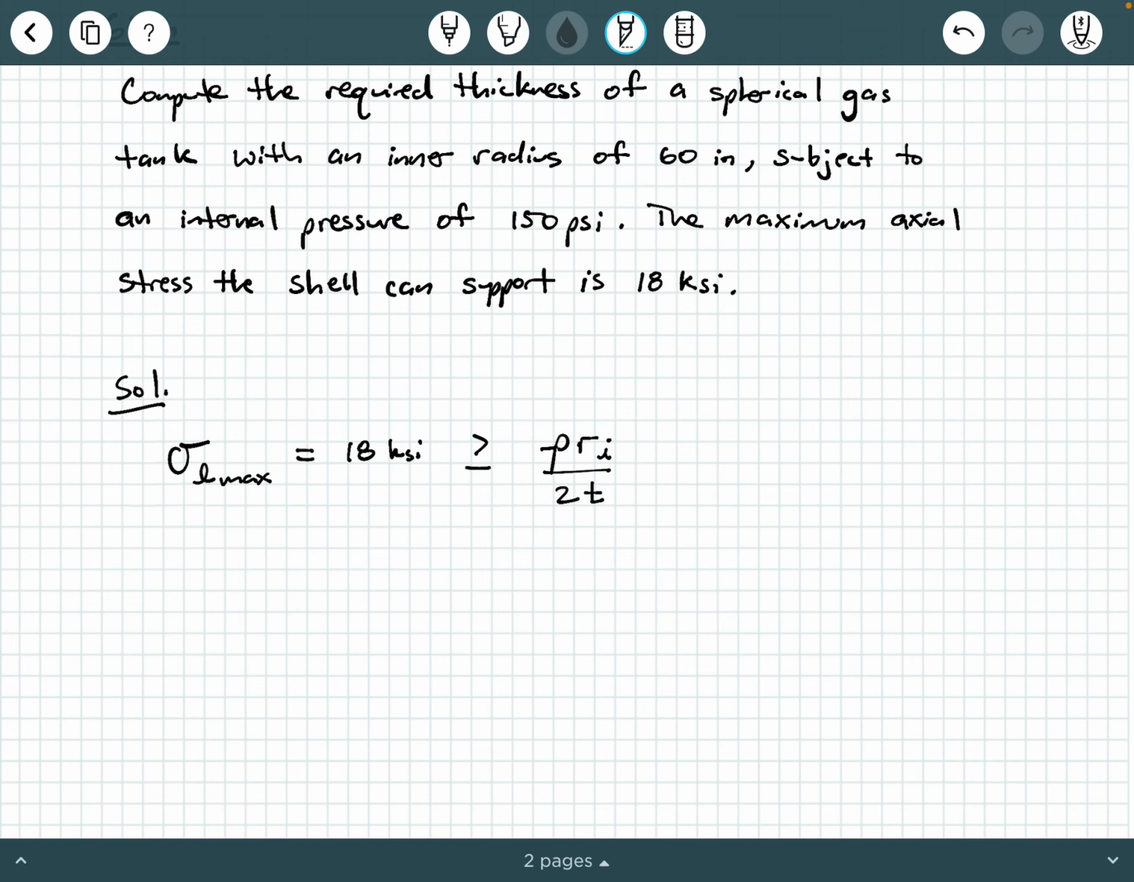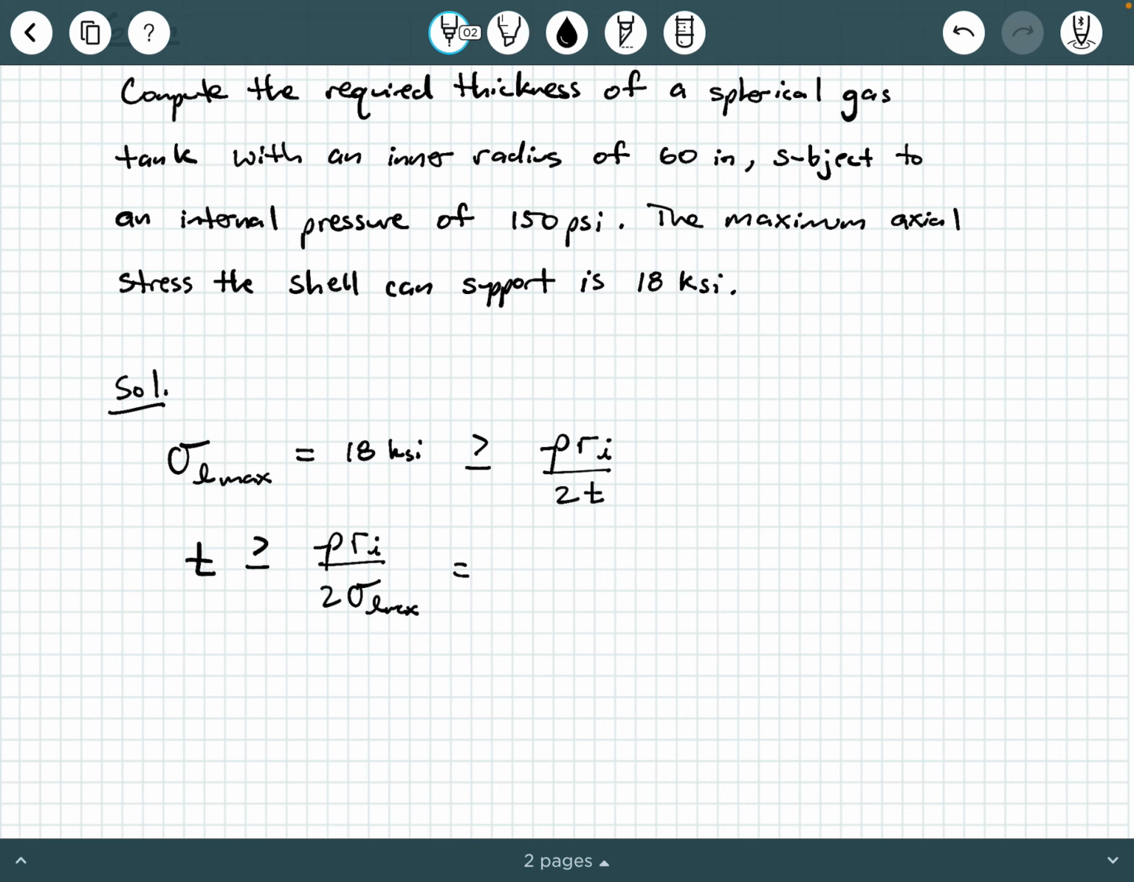So if you remember, for spherical vessels, the main stress that it's got to support is longitudinal or axial stress. So we're going to set that maximum value as larger or equal to the governing equation, P R sub i over 2t. And then we can solve for the thickness, t, as being bigger than or equal to P R sub i over 2 times sigma L max. And of course, we know all these values.